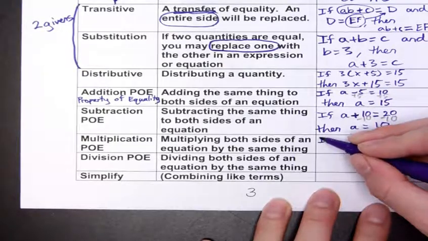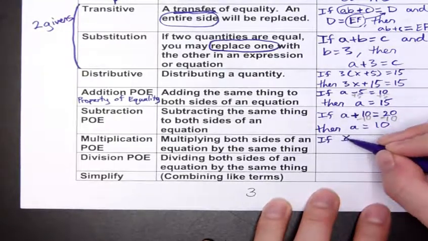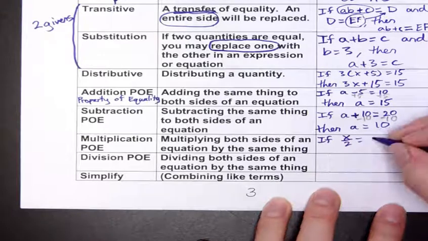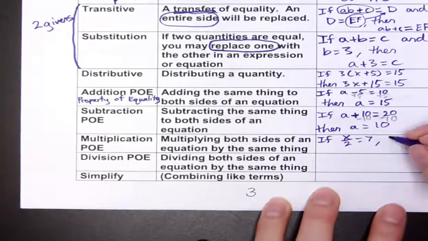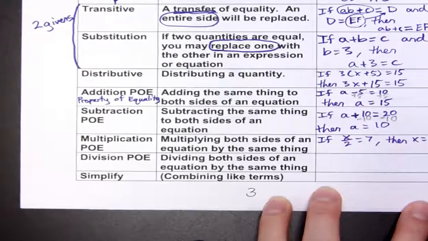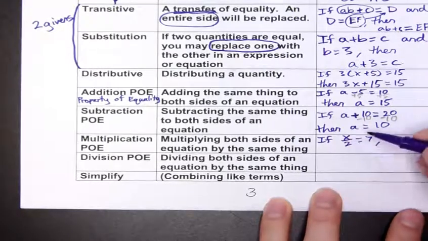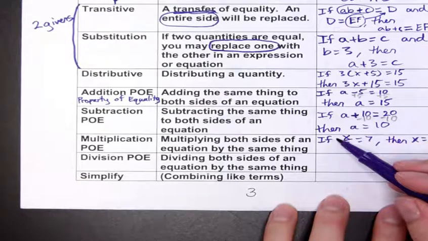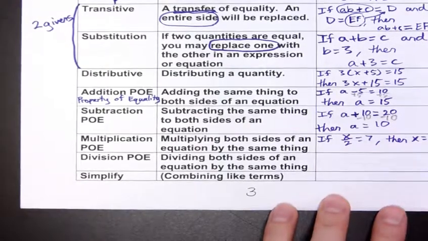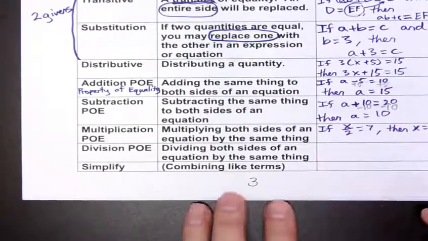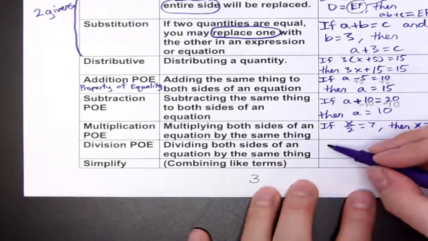Multiply. If I have x divided by 2 equals 7, what does x equal? Yeah, x equals 14. So remember, this is divided by, we just do the opposite. Multiply that by 2 to cancel out, multiply that by 2. And then division.